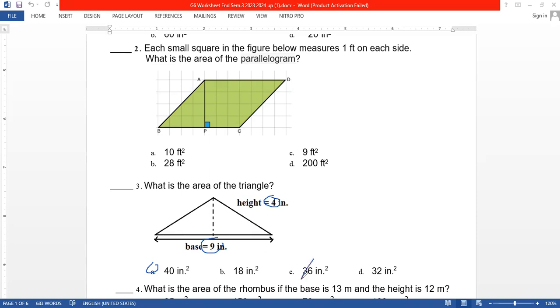Some students choose this. No, because 4 multiplied by 9 is 36. 36 divided by 2, or multiplied by half. Multiplying by half is the same as dividing by 2. So the answer is 18. 36 divided by 2 equals 18. So question number 3, the answer is B. Now we go to the next question.